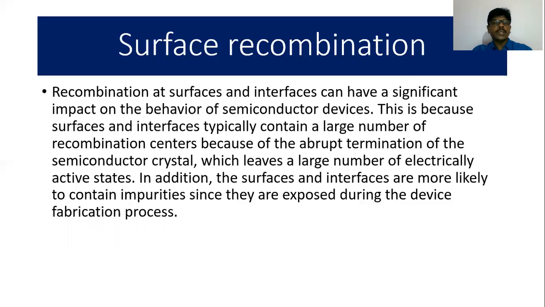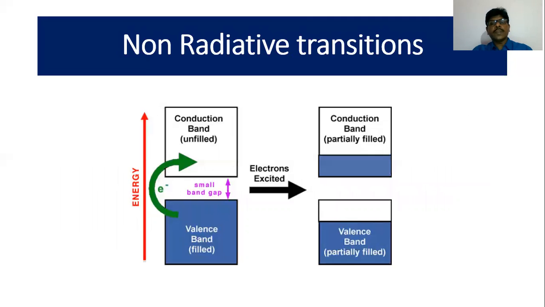This is because surfaces and interfaces typically contain a large number of recombination centers because of the abrupt termination of the semiconductor crystal, which leaves a large number of electrically active states. In addition, the surfaces and interfaces are more likely to contain impurities since they are exposed during the device fabrication process.